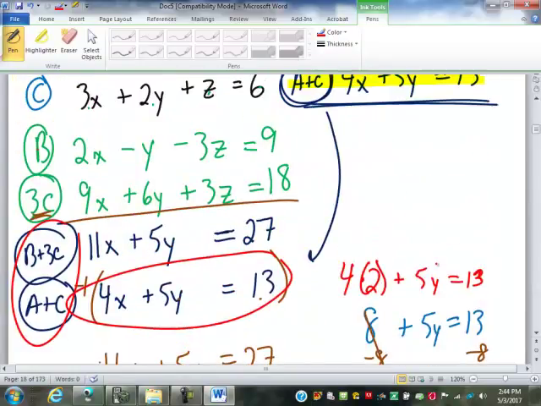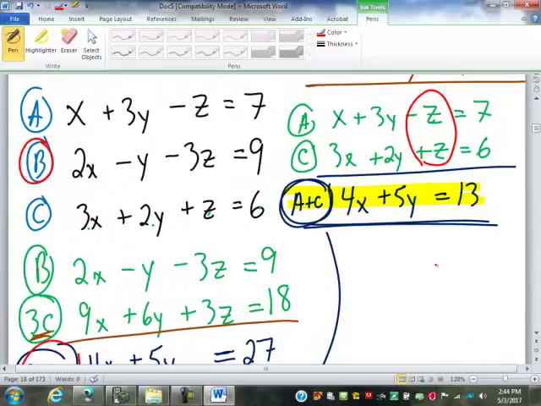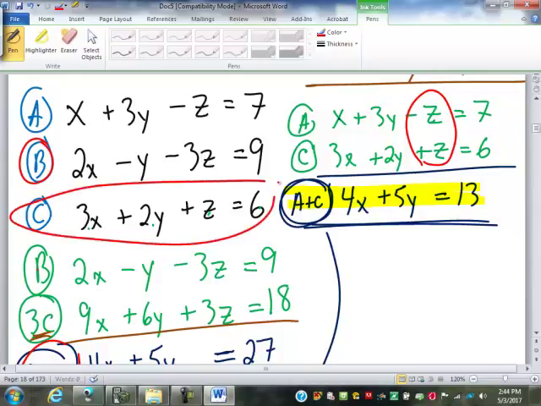I go back up to one of the original equations, and I use x equals 2, y equals 1 to find z. I'm going to use this one right here. So 3x becomes 3 times 2. 2y becomes 2 times 1 plus z equals 6.